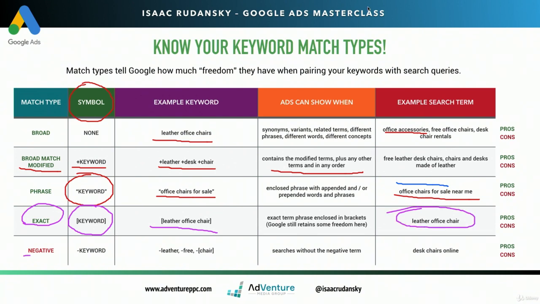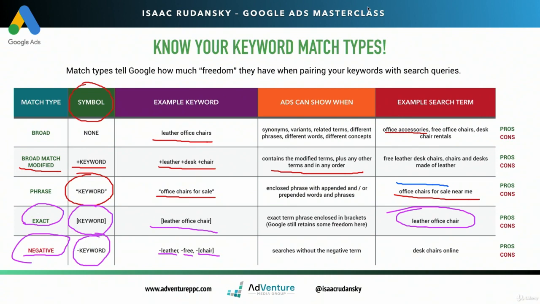Negative keyword match is the most important keyword match to really understand well, because no good Google Ads account could ever be as good as it can be, or even close to as good as it can be, without understanding negative keywords really well. And of course, we're going to have a separate lecture dedicated to that. But just quickly, the symbol for negative keywords is that minus sign. So for example, these are three potential examples. I might have negative leather, negative free, negative chair exact match.